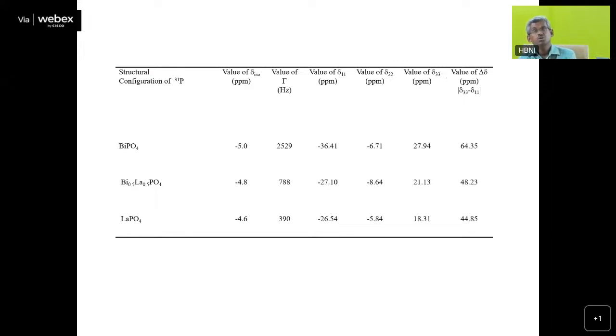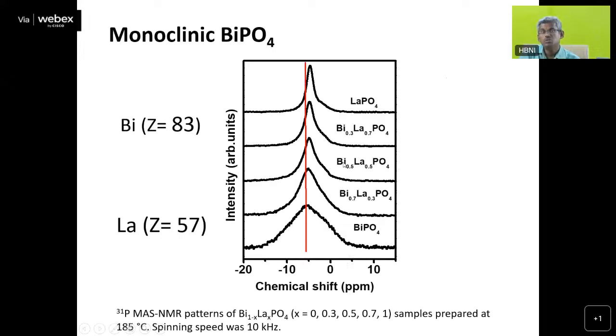So you can see bismuth phosphate has a higher anisotropy value, sigma values or delta values, compared to LaPO4. That is also reflected in the line shape values. You see here, the averaging effect is better in this case, whereas the averaging effect is poor and you get large line widths in the case of bismuth phosphate compared to lanthanum phosphate. The purpose of showing this example is that the chemical shift anisotropy parameter is directly related to the line width of the NMR pattern.